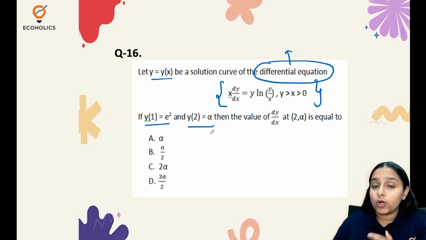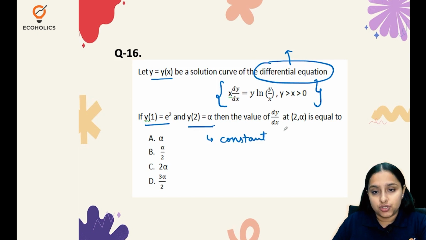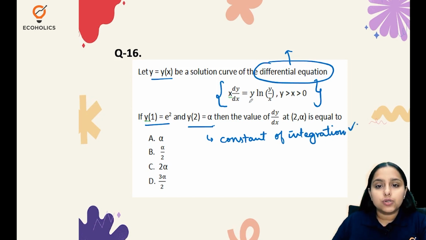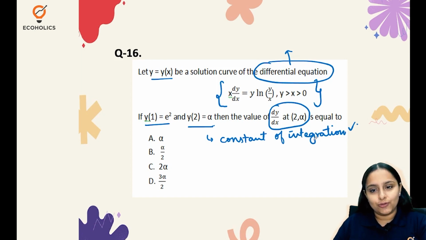So what are initial conditions? Initial conditions basically help us to find the value of the constant of integration. These initial values help us a lot in finding the constant of integration. Alright, so after doing all of this, we have to find the value of dy by dx, where the value of x is 2 and the value of y is alpha. So let's get into the video and let's be patient to learn the solution.